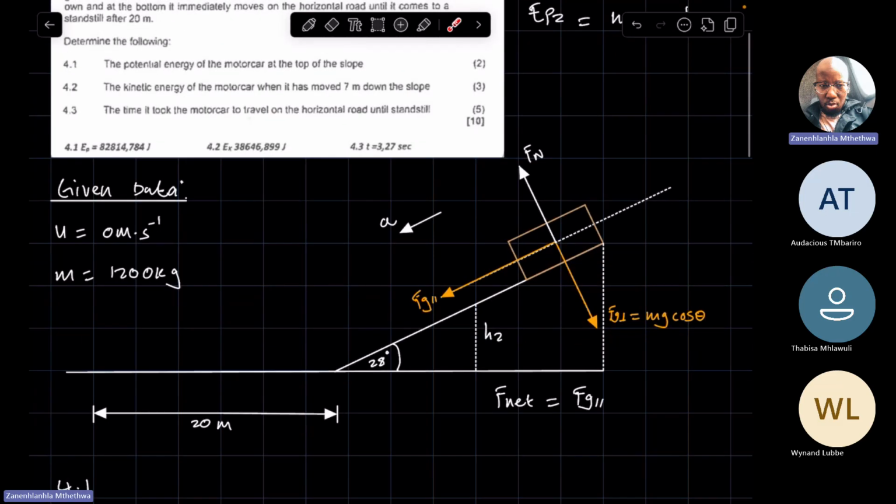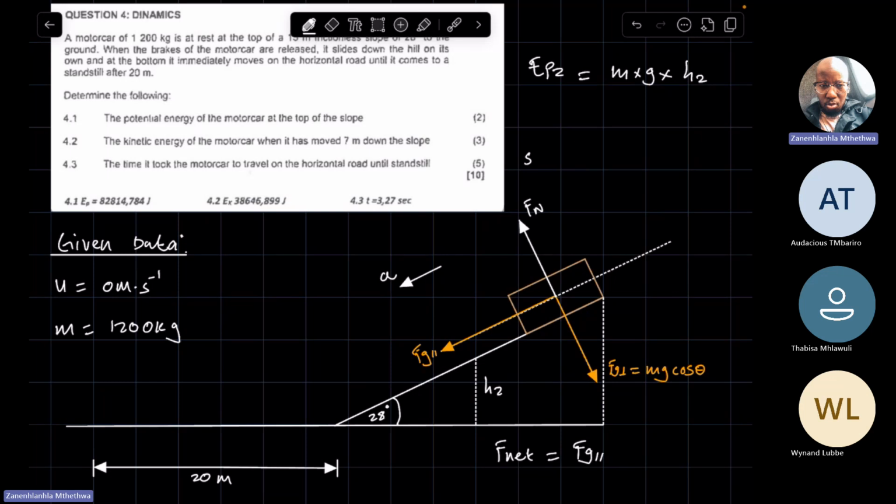Now, the question is, just like how we calculated this H, we are going to do the same with this one. Because if you look here, again, you have somewhat of a right angle triangle. The angle of incline is still 20 degrees. Now, what is this distance equal to now?